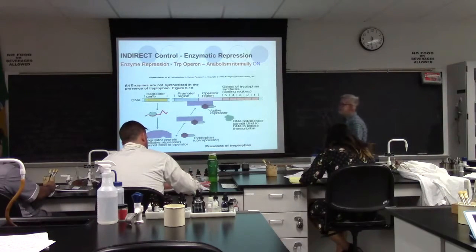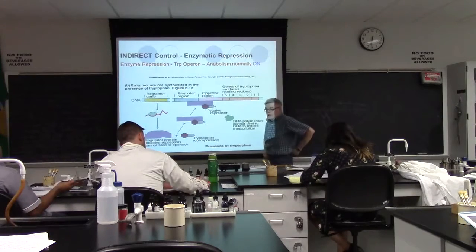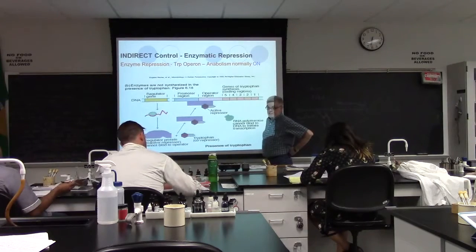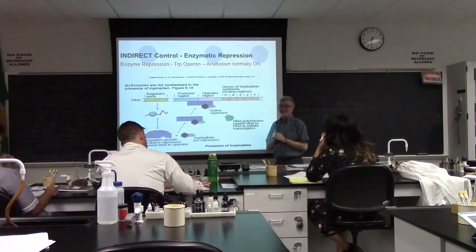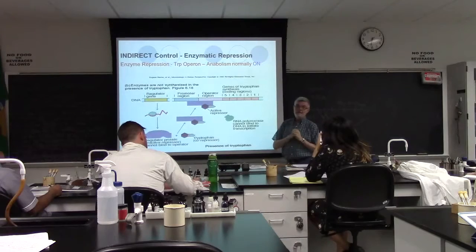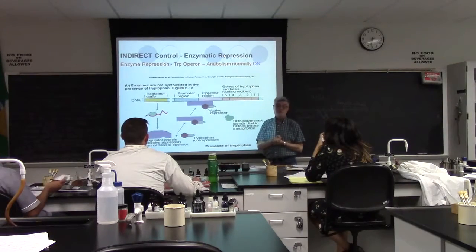Why? The cell needs tryptophan every day, all day long, constant. So it makes it. And it takes a lot of ATP to make it. So do you want to make extra? No, you don't want to make extra. So every time one is made, it's used.